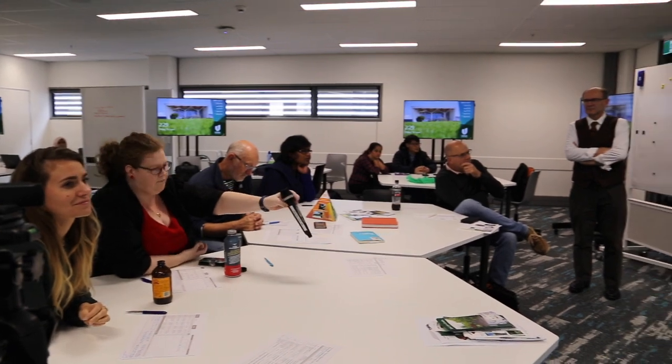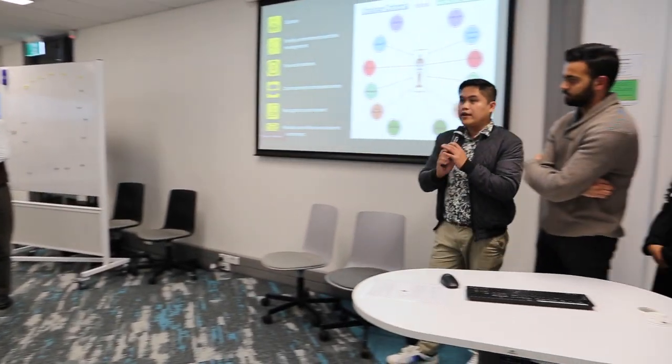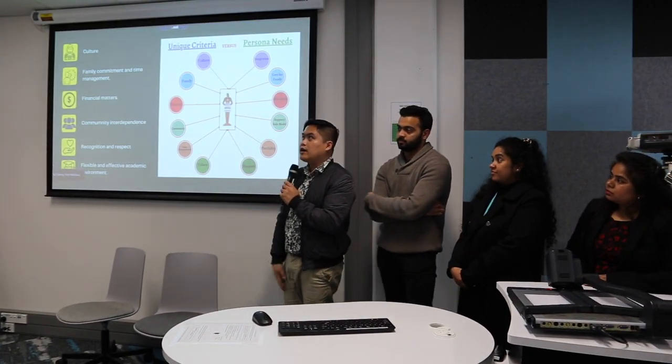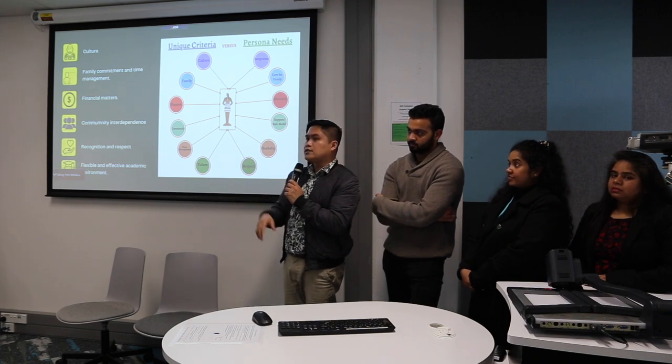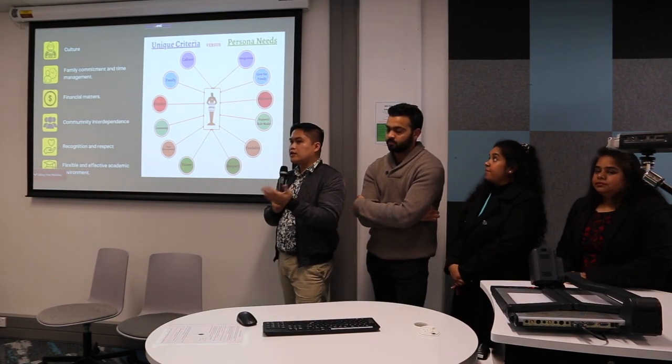Another question on this slide as well. I just want to know where this information came from. Was this from qualitative, quantitative? Who did you speak to? Was this statistics that you had, or where did this come from? Yeah, thank you for that question. All of these unique criteria came out from our empathy work and our primary and secondary research. We were doing questionnaires, interviews, and also reading through some journals about Maori and Pacific women and their journey in pursuing tertiary education.